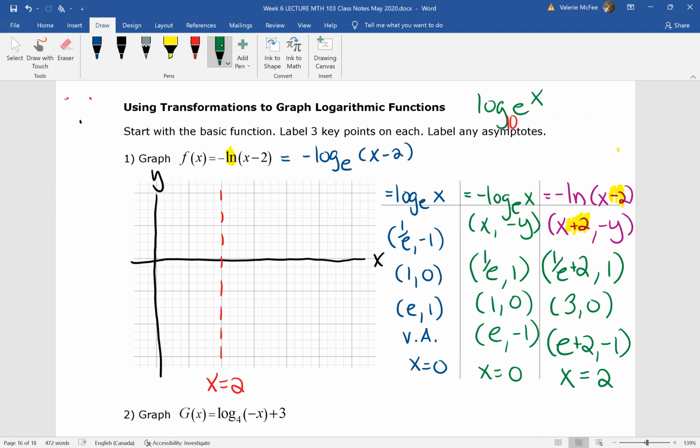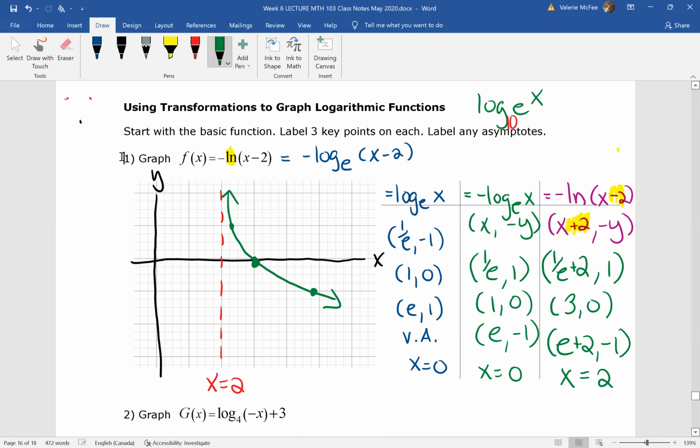So what did I start with? 3, 0. There it is. e plus 2, close to 3 plus 2, close to 5, negative 1. All right, 1 over e, close to 1/3, plus 2. So if I'm at 2 and then 1/3 more, and that's at 1, I can see that this is my graph here. Remember, these don't have to be perfect. They have to be close enough. And if you have your key points written down, I know that you know where you're trying to get to.